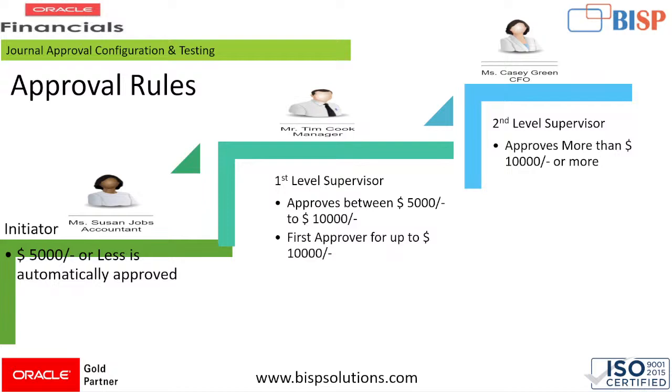The total approval he can do is up to 10,000, right? So the first approval base will be 10,000, and if any journal is more than 10,000, say 12,000 or 30,000 or 50,000, any journal line amount, it will go for 2 levels of approvals. First level, Tim Cook will approve that, and then it will go to KC Green for approval, right? So if it is more than 10,000, it will go to the second supervisor. We will use the supervisory rule, right? That is the rule we will define in the BPM worklist.